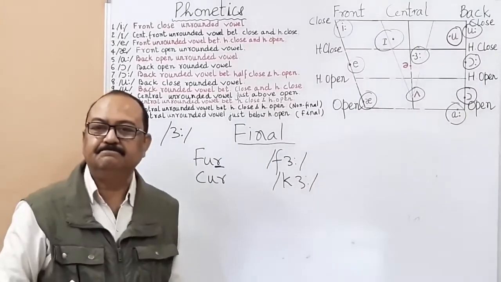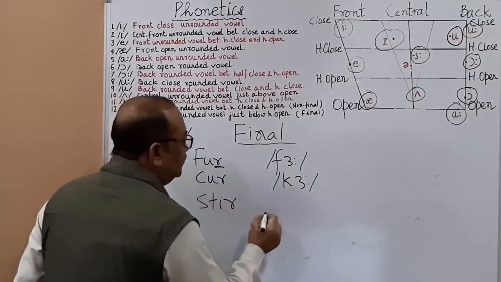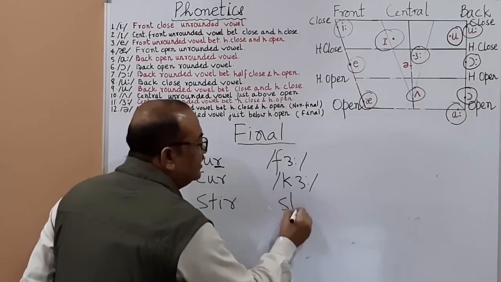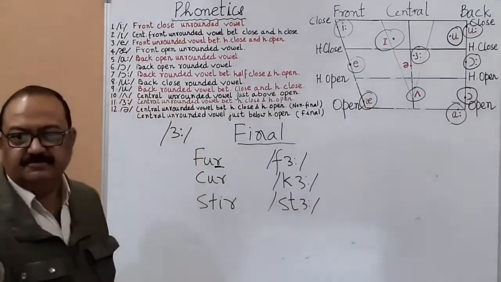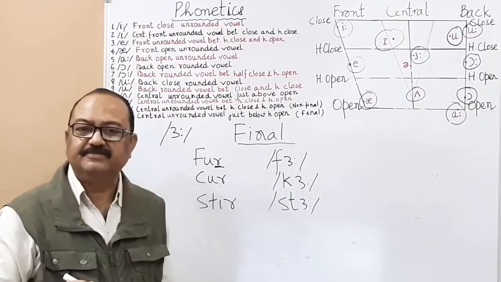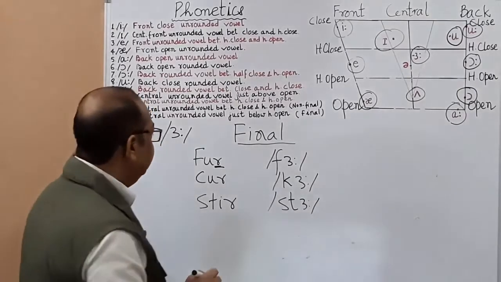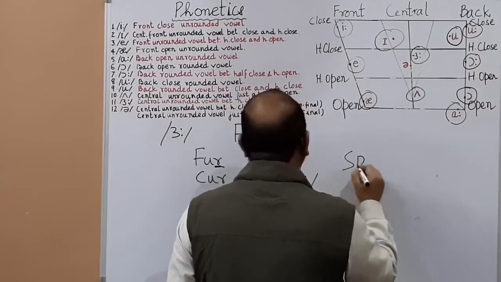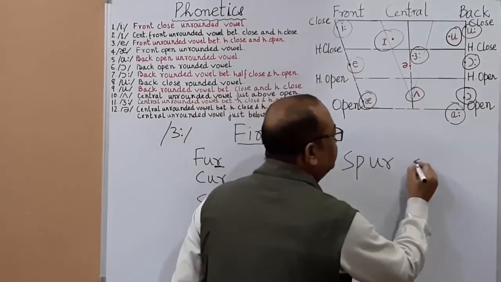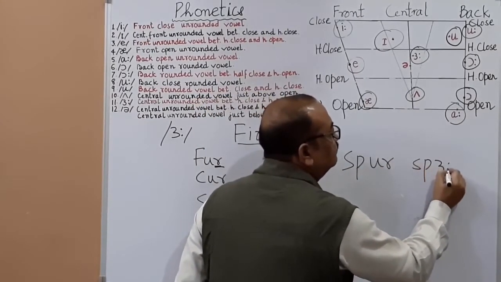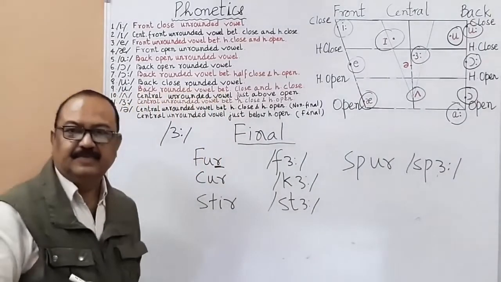Stir. Okay. Good. How will you write stir? Stir. Good. Can you think of any other word? Spur. Spur. Very nice. I thought we wouldn't have words, but it's good that you are supplying nice words. Spore. Nice, very good.